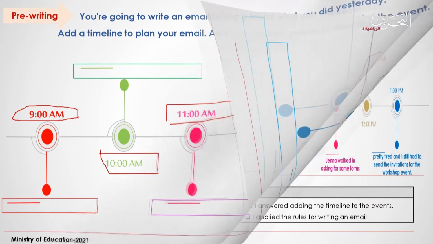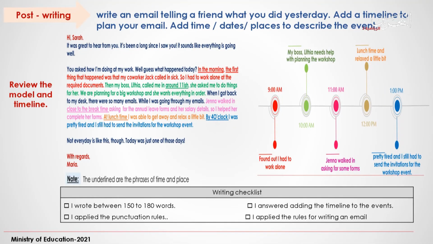Time is up. Now I want you to write an email to your friend telling him or her what you did yesterday. Remember to add a timeline to plan your email, which we already did previously, where we mentioned the date, the time, and the places to describe certain events. So we're talking about this. Okay? Now I want you to make sure that whatever you wrote in your timeline is included in your email as presented earlier. And also, please make sure to follow the writing checklist.